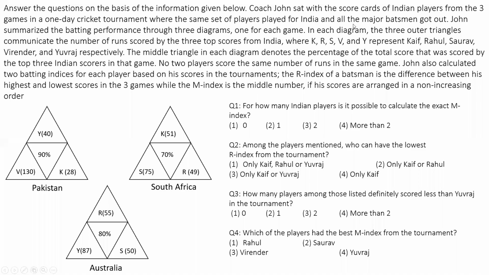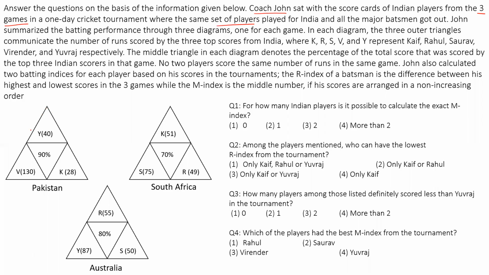Hello everyone, this is the given set to us. In this set, they are saying Coach John sat with a scorecard of Indian players from 3 games in a one-day cricket tournament where the same set of players played for India. All the major batsmen got out. John summarized the batting performance through 3 diagrams.